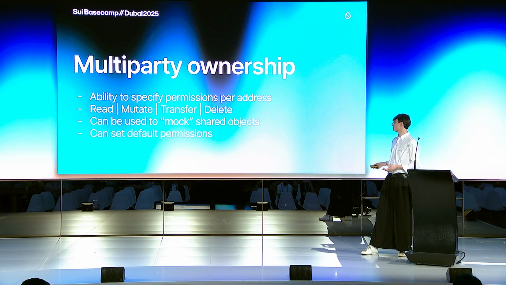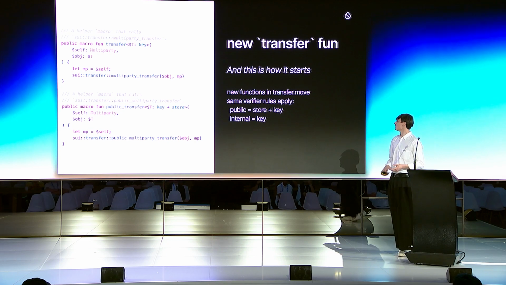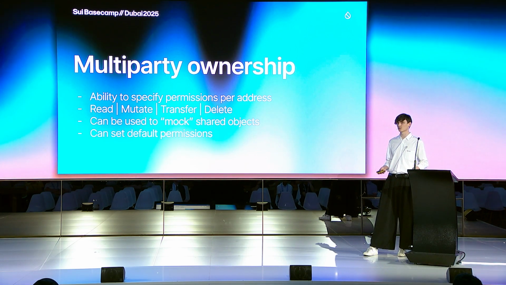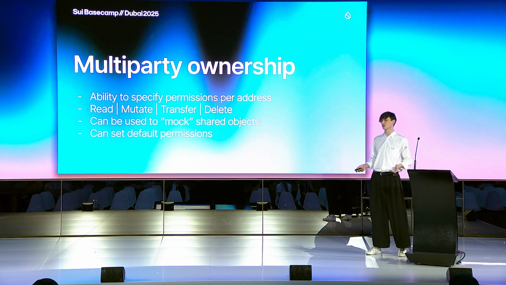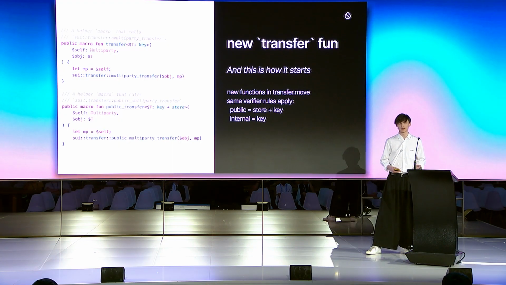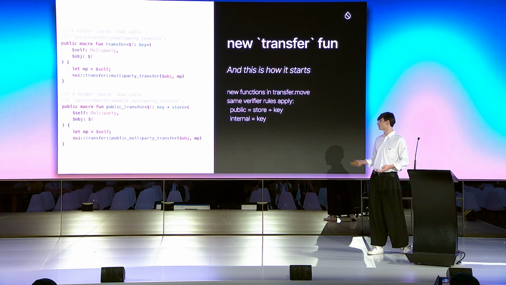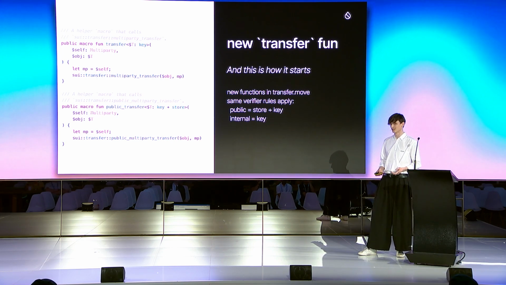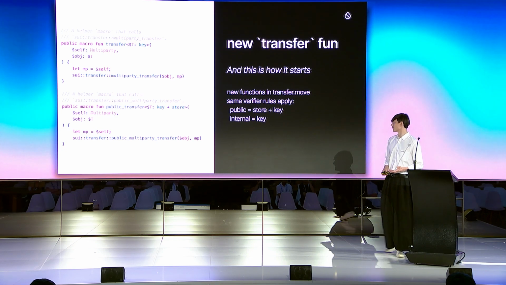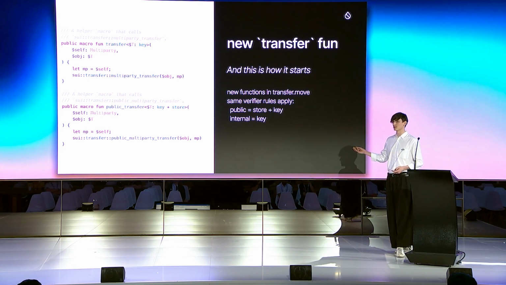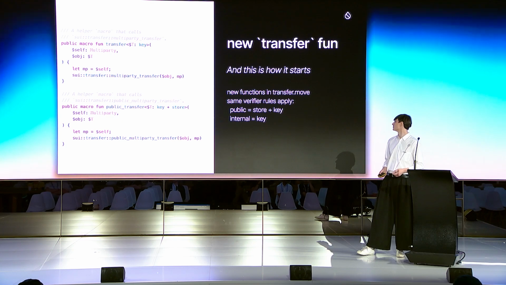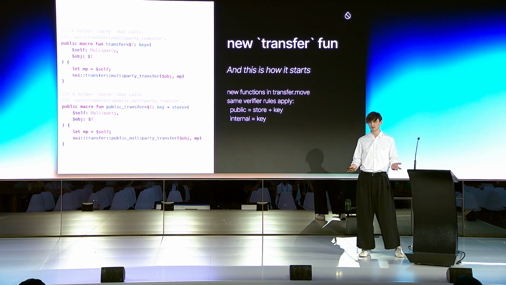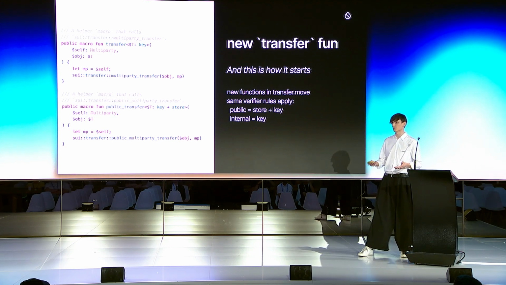And if we just think in those terms, we can imagine the implementation of shared objects. We can imagine the implementation of single owner objects. So naturally, whenever we're thinking about adding a new storage model, we just add a new function to the transfer module, because that's where all the possible ownership models are. And it could be a multi-party transfer with preset permissions. But naturally, of course, we have the verifier rules. The typical public, not public, key plus store, or key.